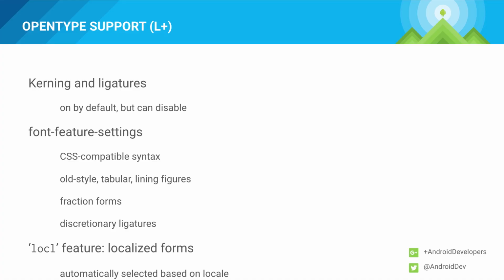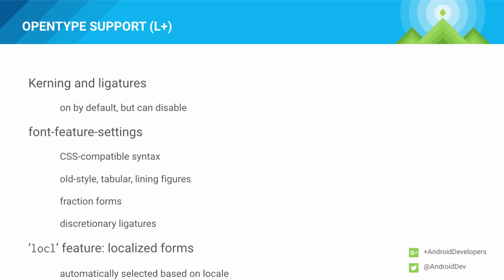I'll just go through this list and then I'll show some examples. We have kerning and ligatures. We've actually had those since I think Jelly Bean MR2, but now there's more control. So if you want to turn those on and off, there's fine-grained control to do that. We have this font feature settings attribute where you really can go in and control the OpenType features. I'll give you several examples of that. And that's using a CSS-compatible syntax.